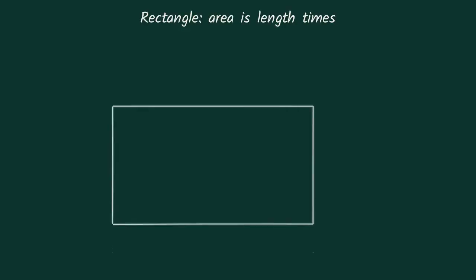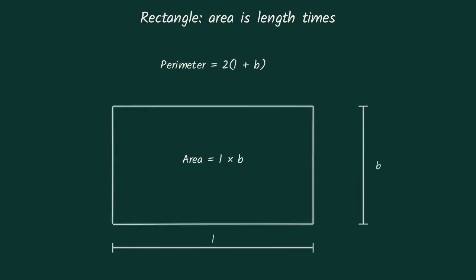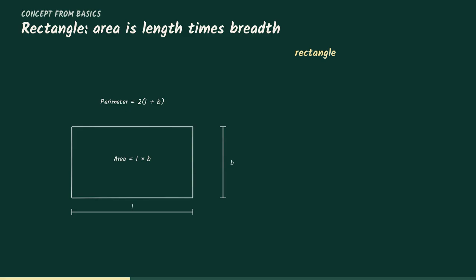For a rectangle, area is length times breadth. Two edges meeting at a corner, multiplied. That product is the covered ground in square units.